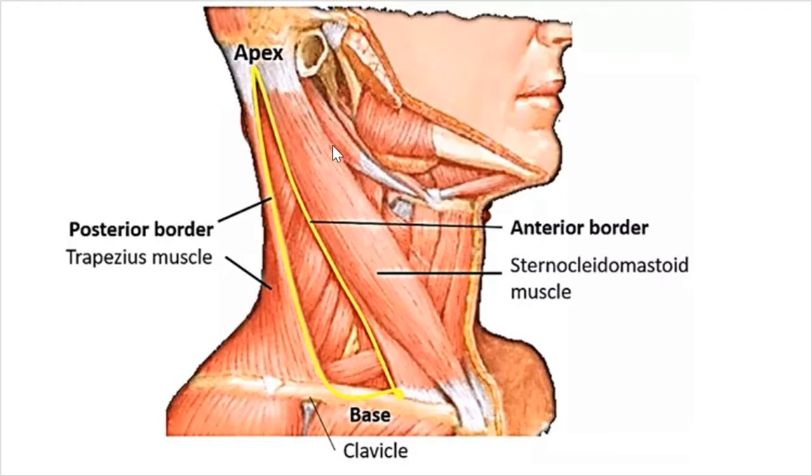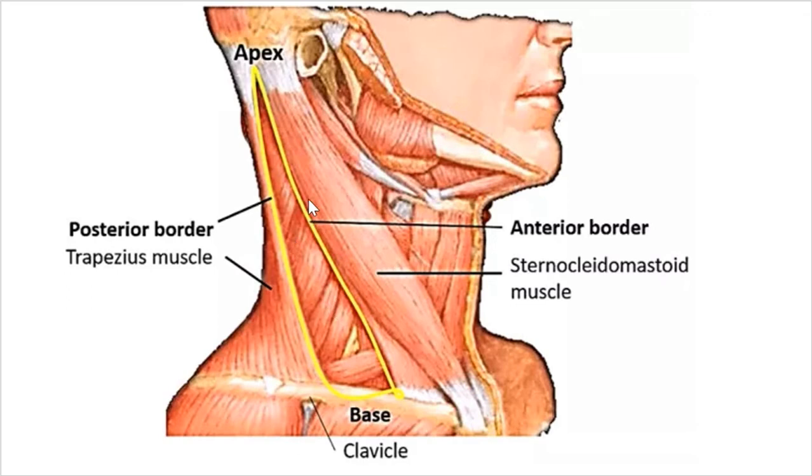This strap-like muscle is very much visible in thin, lean people as they turn their head towards one side. This muscle has an anterior border here and a posterior border. This muscle plays a very important, vital and key role in the division of the neck. Anterior to this muscle we have the anterior triangle, and posterior to this muscle we have the posterior triangle of the neck.